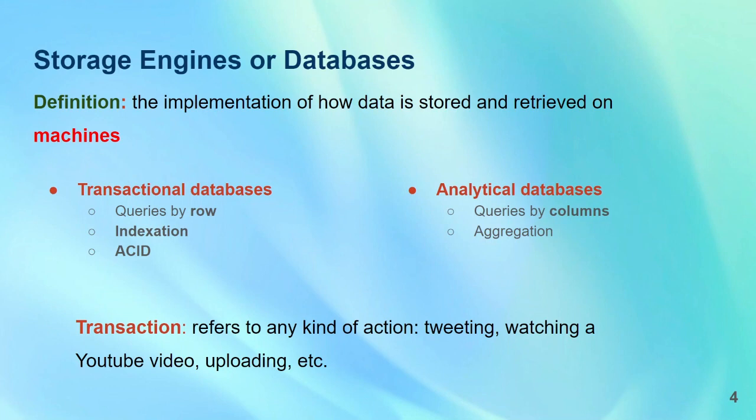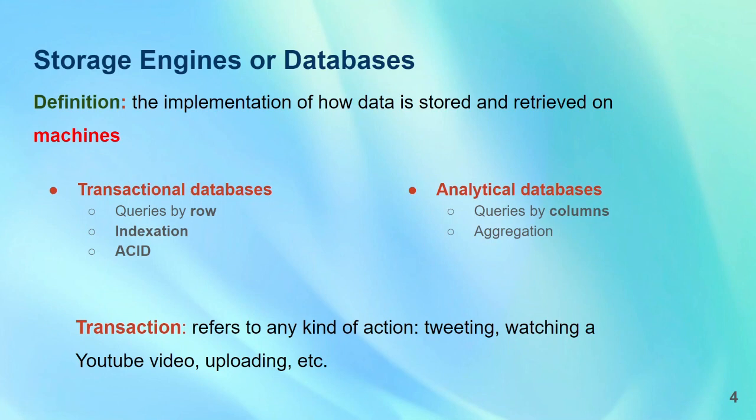Transactional databases handle queries by row. They support indexation, which allows for more rapid extraction of data. Let's not forget, we have to be careful about which columns we are indexing. Transactional databases also adhere to ACID properties, which ensure reliable transactions. ACID stands for atomicity, coherence, isolation, and durability.